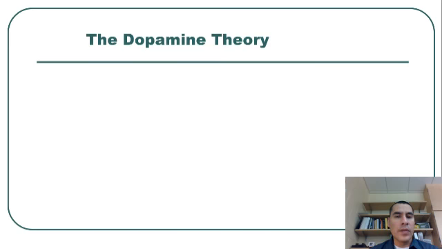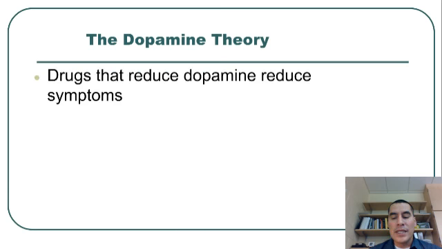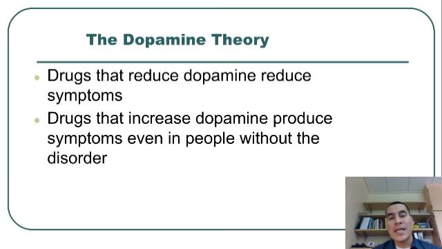Another culprit that we look at here is the neurotransmitter dopamine. The idea here is that excess amounts of dopamine are also found in the brains of schizophrenics. We know that drugs that reduce dopamine also reduce the symptoms of schizophrenia. Drugs that increase dopamine tend to produce symptoms even in people without the disorder. So with drugs like cocaine, amphetamines, many of your stimulants, we see these types of hallucinatory, delusional behaviors.